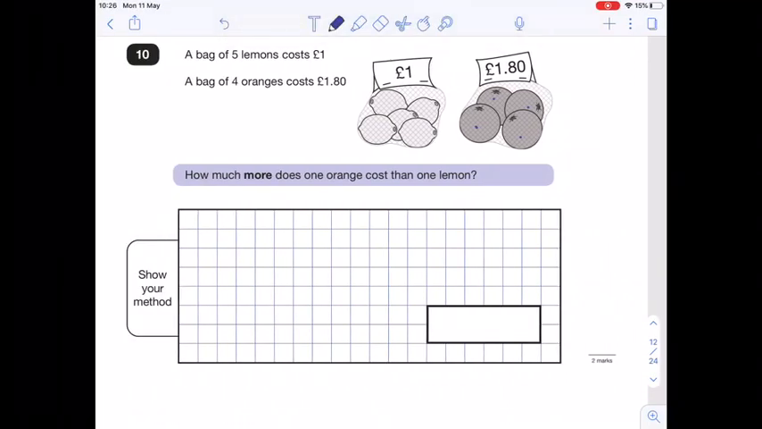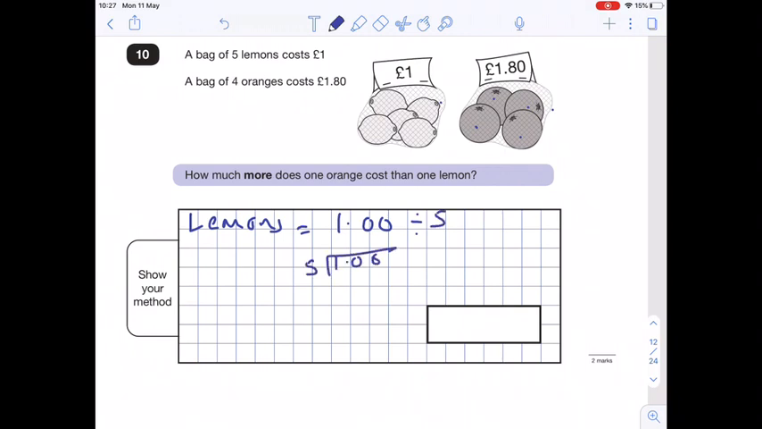We've got a bag of 5 lemons here, costs £1, and a bag of 4 oranges costs £1.80. And the question wants to know how much more does 1 orange cost than 1 lemon? So we already know that oranges are more expensive than lemons because it tells us in the question. So if we get it the wrong way around, we know we've done something wrong. So 5 lemons cost £1. If you want to know what one of them is, it's going to be £1 divided by 5. 5s into 1 doesn't go. Carry your 1. And you get 20. Now if you leave it as 2, that's not an amount of money, is it? So you know that it's 20p.